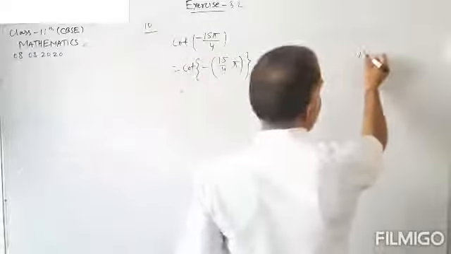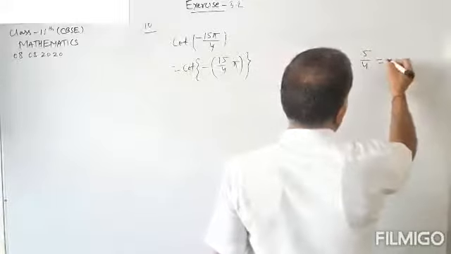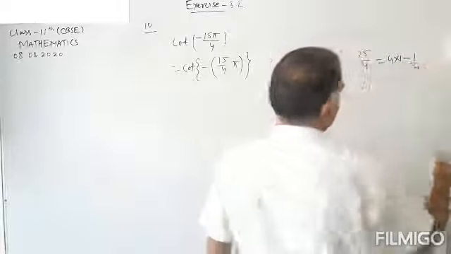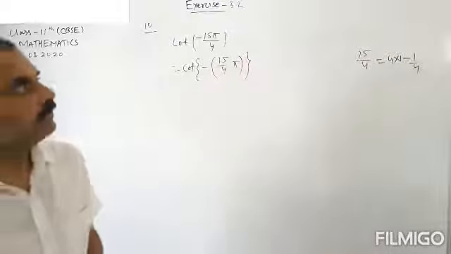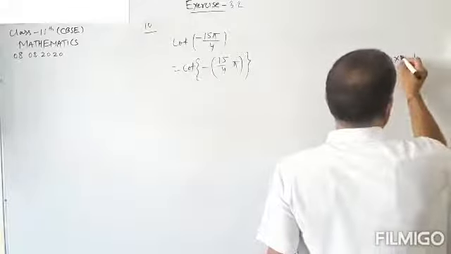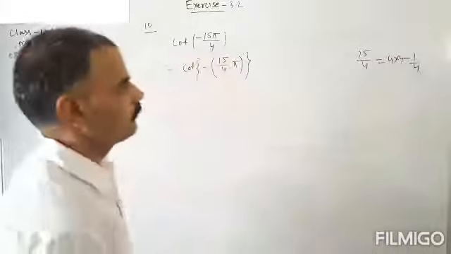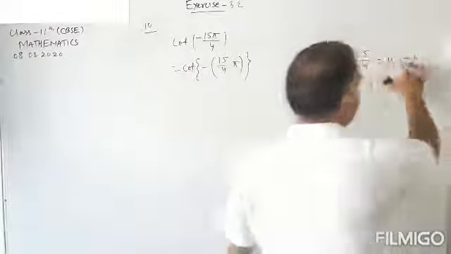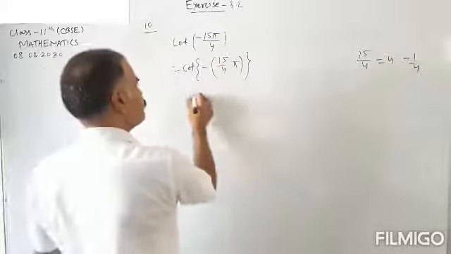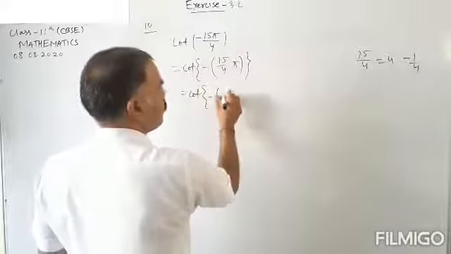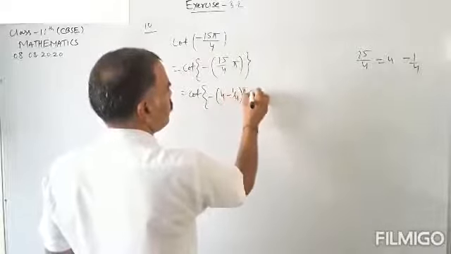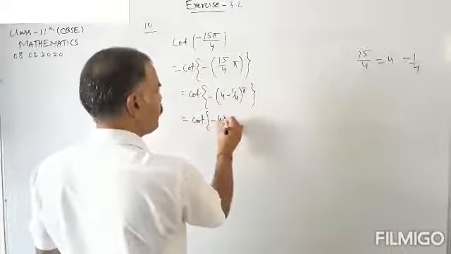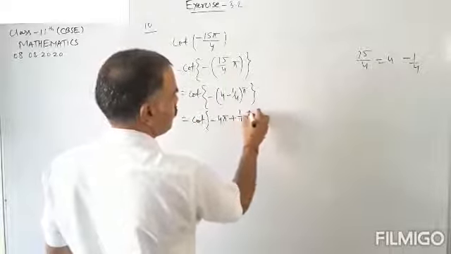And 15 upon 4, we write down as 4 minus 1 upon 4. Sorry, 16 minus 1 upon 4. So this is equal to cot of minus (4 minus 1 upon 4) into pi, which is cot of minus 4 pi plus 1 by 4 pi.